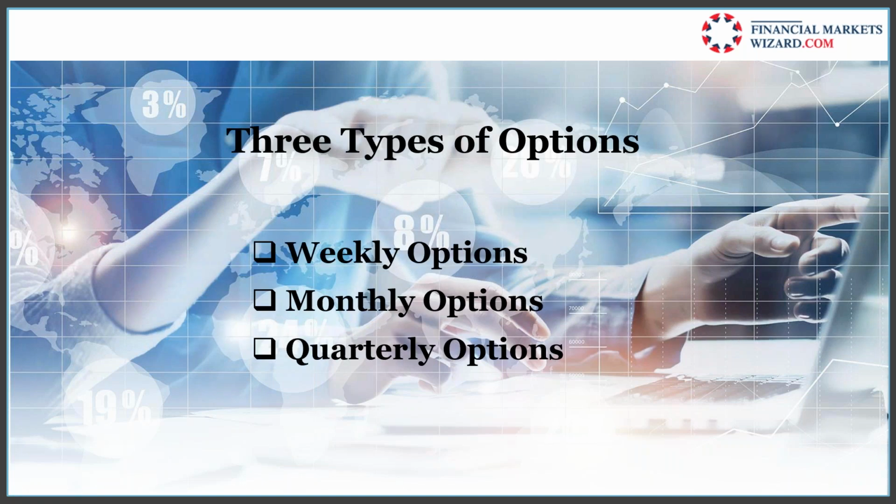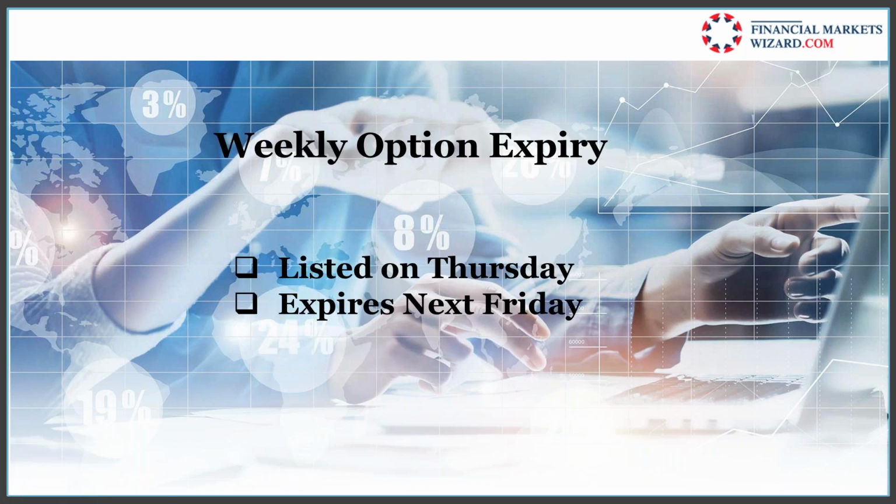So now there are three types of options. This is the basics of options I'm trying to explain, and then we'll go deeper. We know that there are weekly options, which expire every Friday. There are monthly options, which expire on the third Friday of the month, and then there are quarterly options. All right. So what is a weekly option?